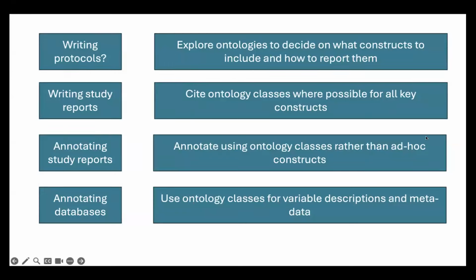So if it's a behavioral outcome measure, it can capture all of the information about it. You know, what was the time period over which you're interested? What's the class of behavior, and so on? How is it measured, and so on? So annotating databases is potentially an incredibly valuable way of using ontologies. So I think that was the only slide that I had for this.